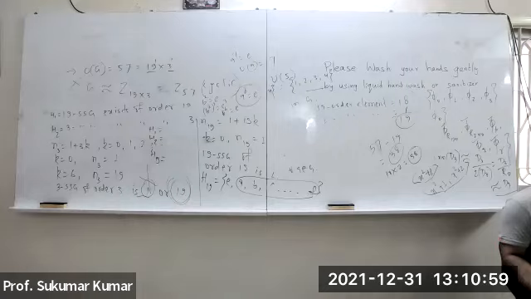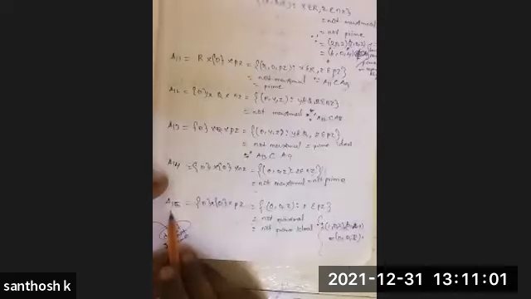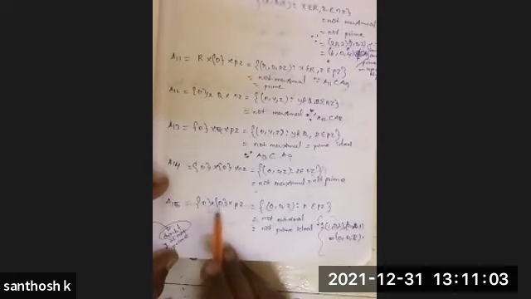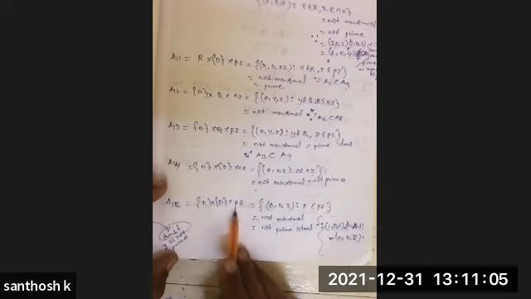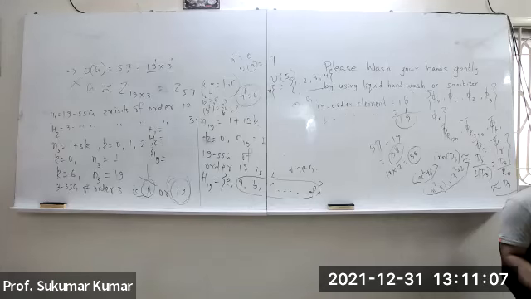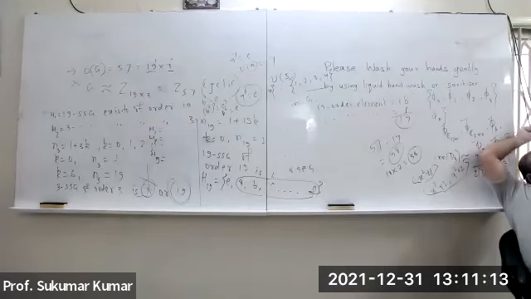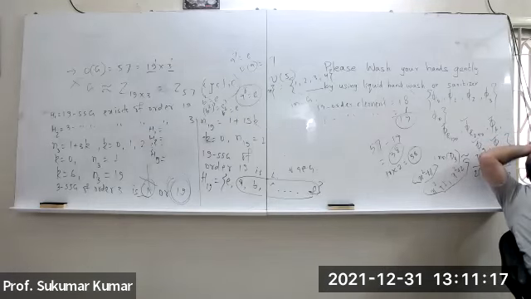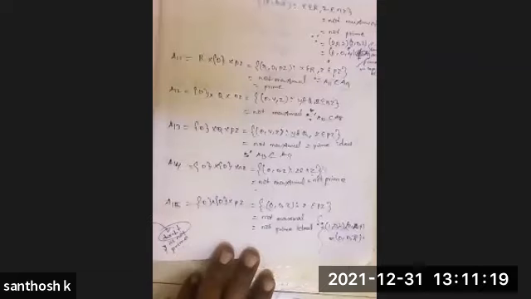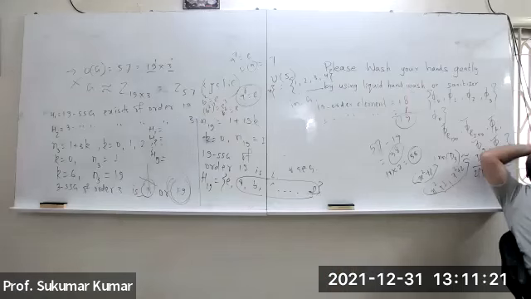Yes, sir. This one, sir. A15, 0 cross PZ. Why is it not prime? This is not prime, it is ideal. Not prime ideal. Why is it not prime? You see, I gave a counter example there.